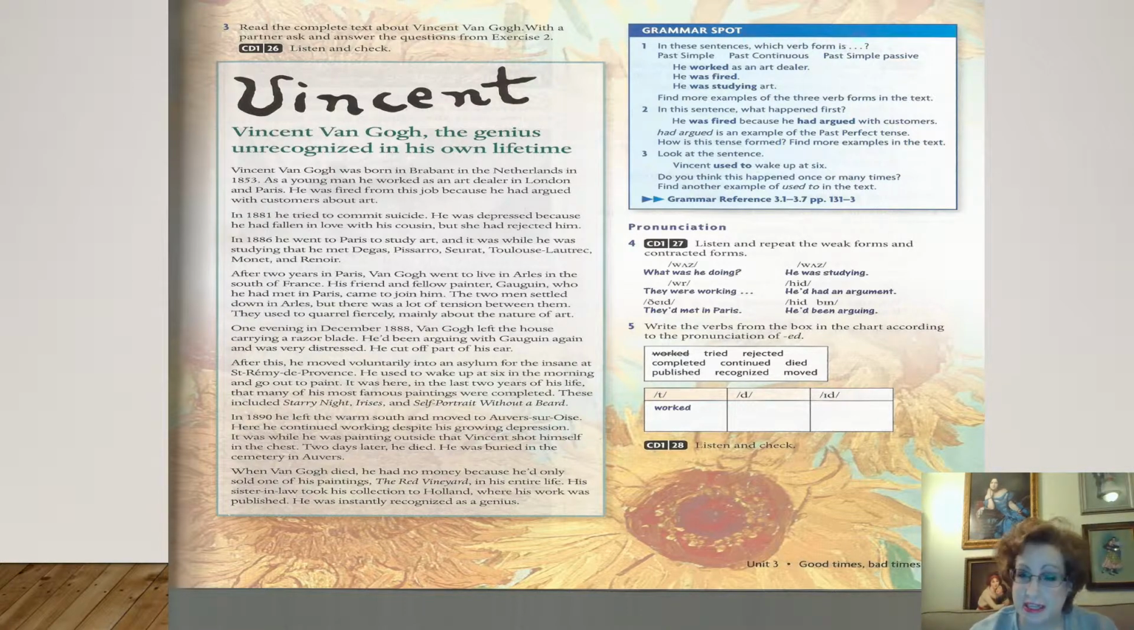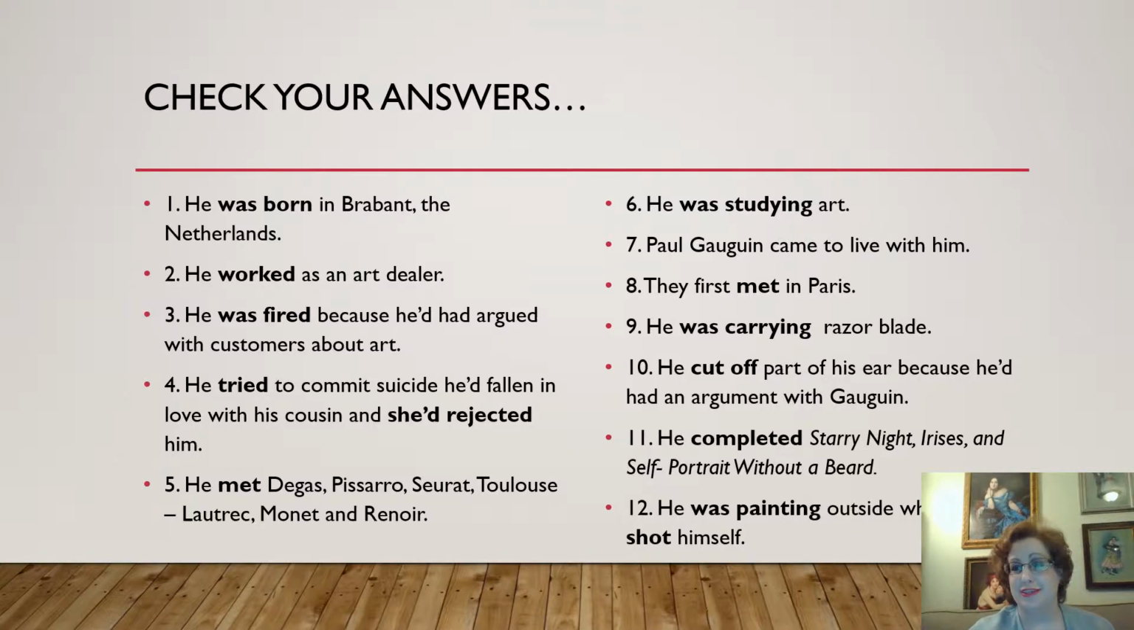Okay, so by this time, most of the students have answered the first few questions. So where was he born? Why was he fired? Of course, allow students 10 to 15 minutes. Use your timer. Instruct the students: you have 10 to 15 minutes to answer your 15 questions. When you're done, check your answers with your partner.